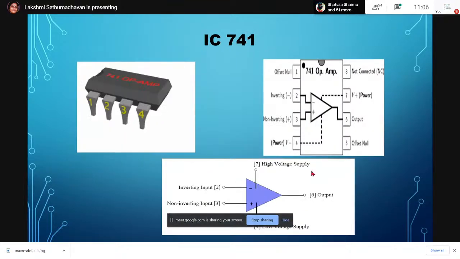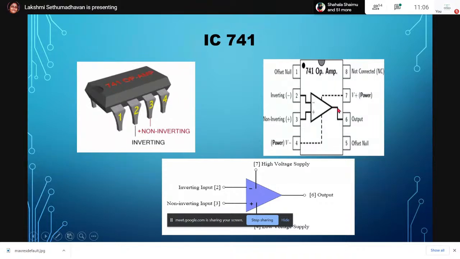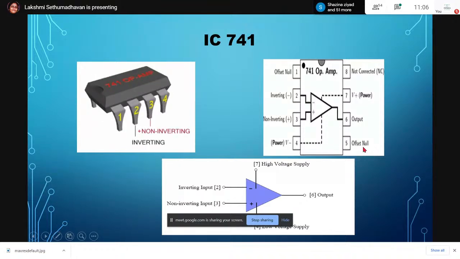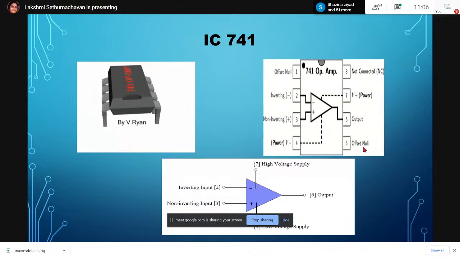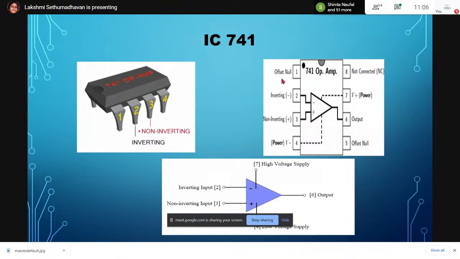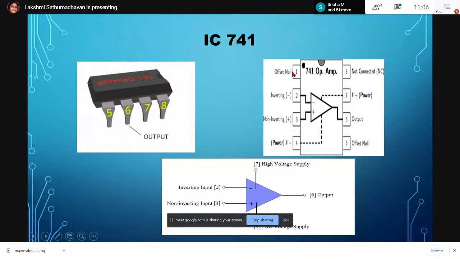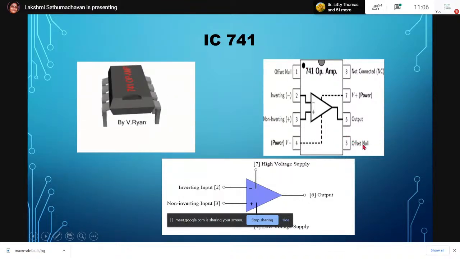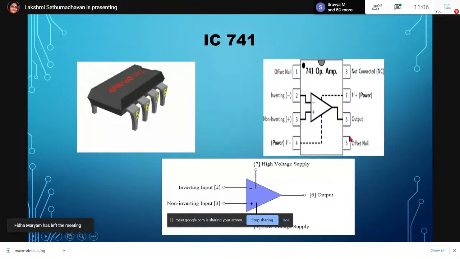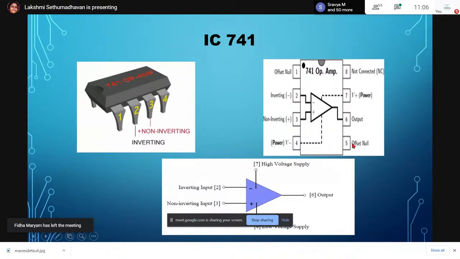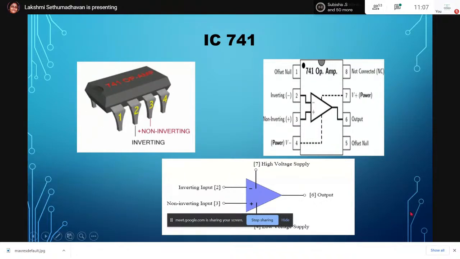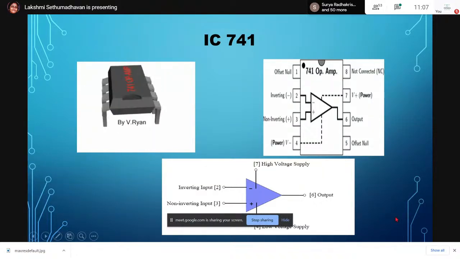Pin 5 is offset null. Offset null is 1 and 5. I explained it as if you don't give an input to an IC, still, there may be an error signal output, and you don't want that. So for that, you will nullify it with some other signal. It is internally compensated as far as IC741 is concerned. So you don't really give connections over here in a practical purpose. That is why I said you can just understand it as offset null and neglect it for the superficial class. Hope it is clear. Should I repeat?